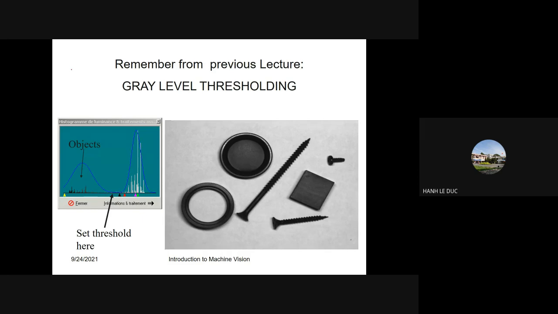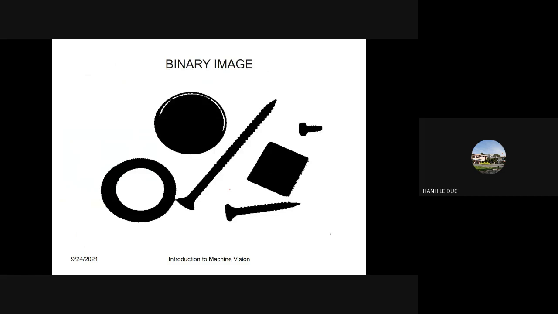Here, for example, we want to recognize the object, the black pixels here, right? To do the thresholding, first we make the histogram of the image. Then from the histogram, we see that we can choose the threshold value at this point, and then we apply the thresholding on the image like this.